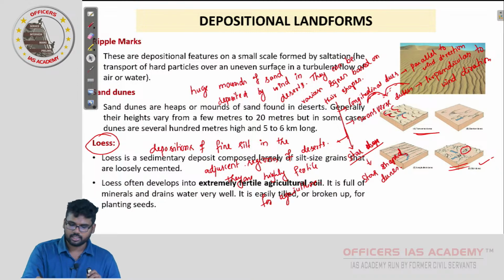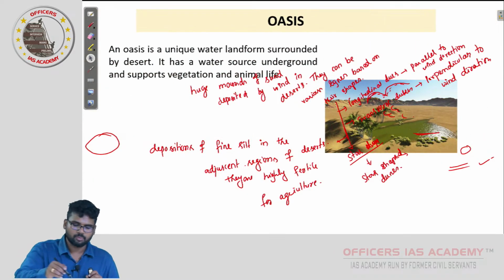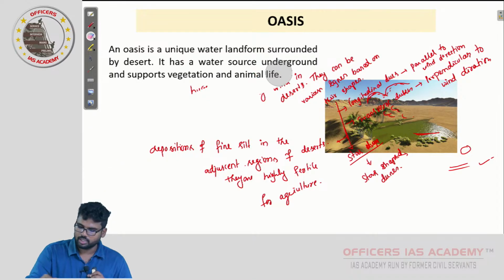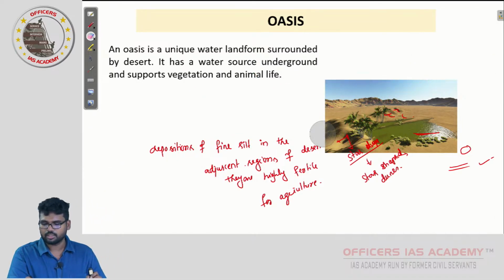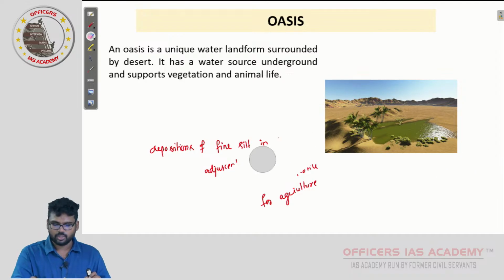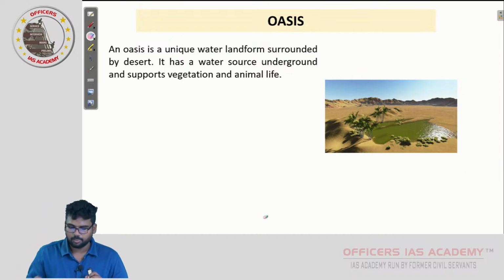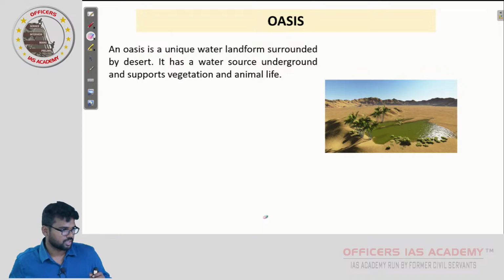Then a special category, that is a peculiar one, which cannot be put in either depositional or, you can say, erosional, that is oasis. See, what are oasis? These are some depressions with water facility, and it is a unique landform here. Why does this happen? Groundwater in some cases in deserts also reaches the surface naturally. So as a result, there can be water availability on the surface of the desertic areas. Such ones are called oasis.